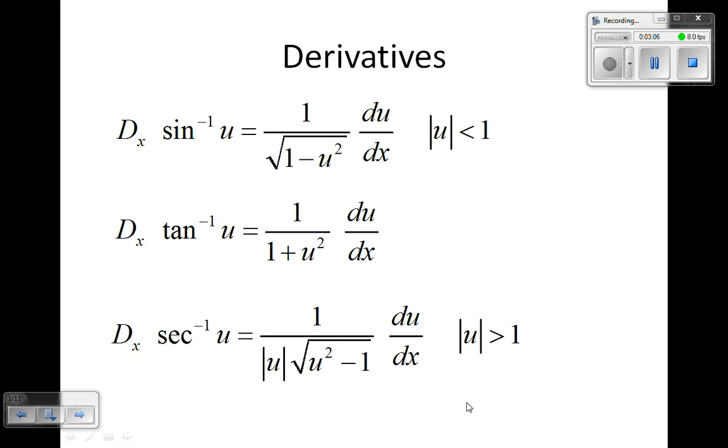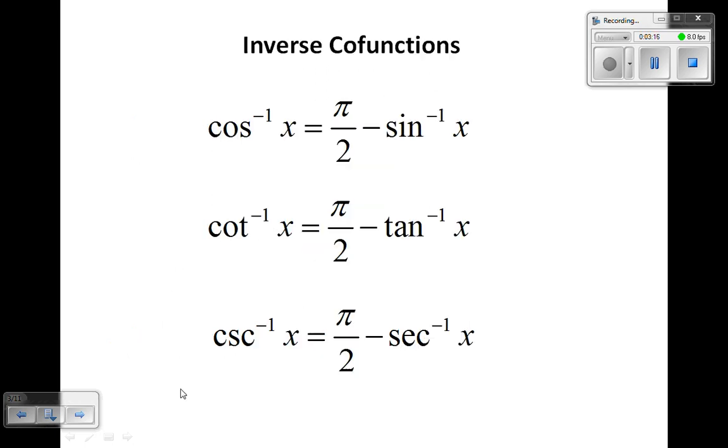The reason why you don't have to memorize the other 3 is because the other 3 are just the co-functions of these 3. So cosine, cotangent, and cosecant. There is a relationship between the function and its co-function. And with inverse functions, all the co-functions are really just equal to pi over 2 minus the actual function. Now, these are not derivatives. These are just straight up what they are equal to.